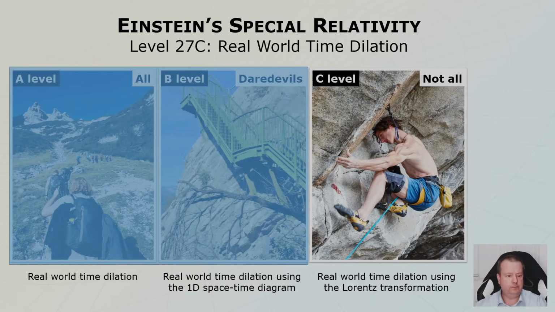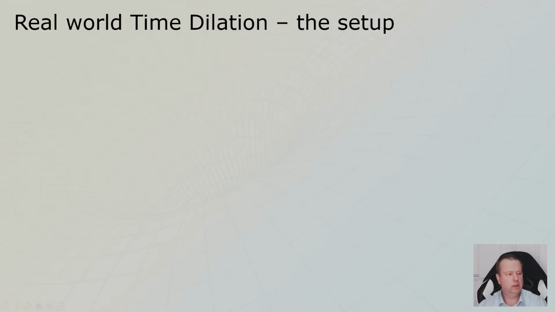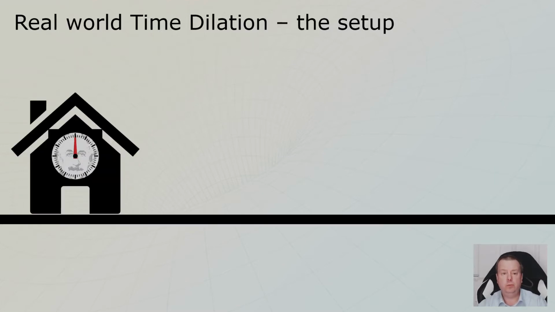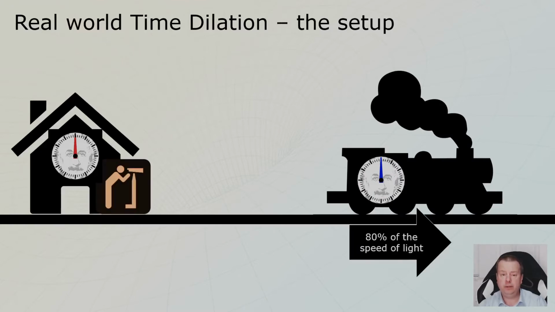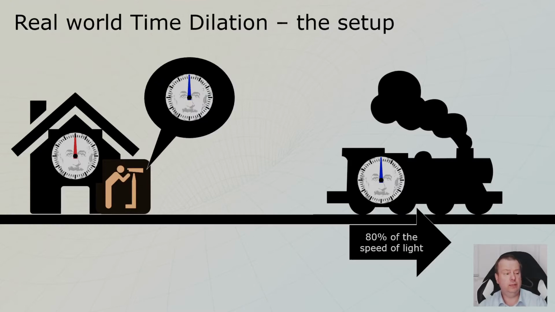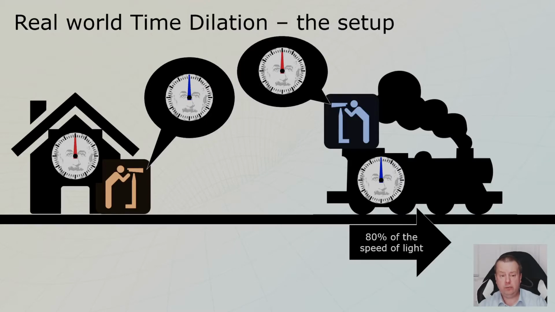So let's see. Where's my cursor? Here it is. The setup I introduced: we have a house with a clock. We are in the house. We have a train with its clock. It's running at 80% of the speed of light. We have someone in the house watching the clock in the train, and someone in the train watching the clock in the house.